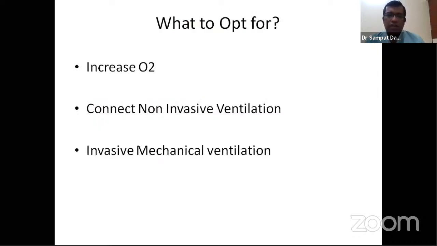So whenever in the ICU the patient is having hypoxia, these three things are always in our mind: whether oxygen is to be increased, whether we need to connect to an NIV or an invasive ventilation. So whatever said and done, oxygen is always first. Whether you are planning for an NIV or an invasive ventilation, irrespective of it, put the patient on oxygen with a reservoir bag, that's a must. And it is the first treatment which I have already shown you.